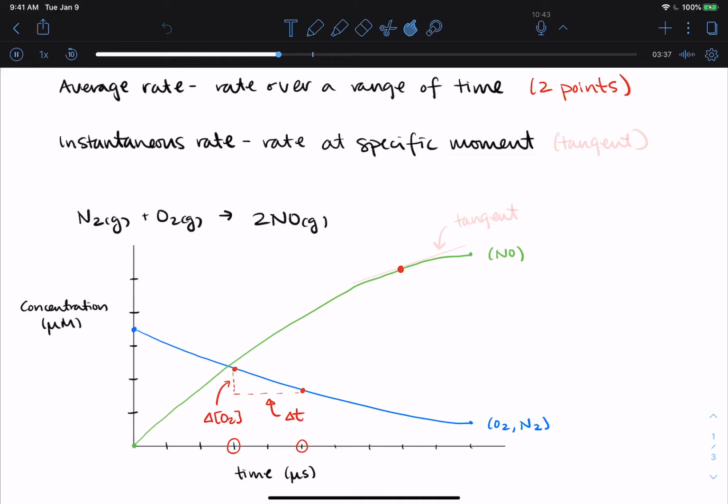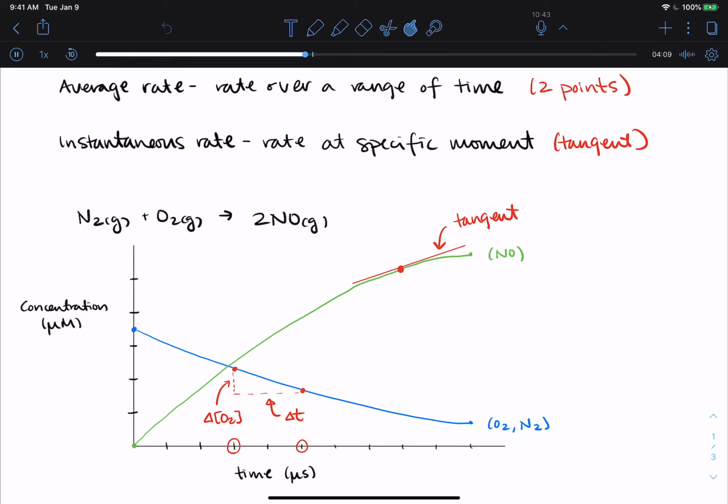The only way that I can pull information out of this is if I do something like a tangent line. So if you take a tangent line, and please forgive me for my line not being so perfectly a tangent, but this tangent line, if I find the slope of that line, it will give me the rate at that very instant.